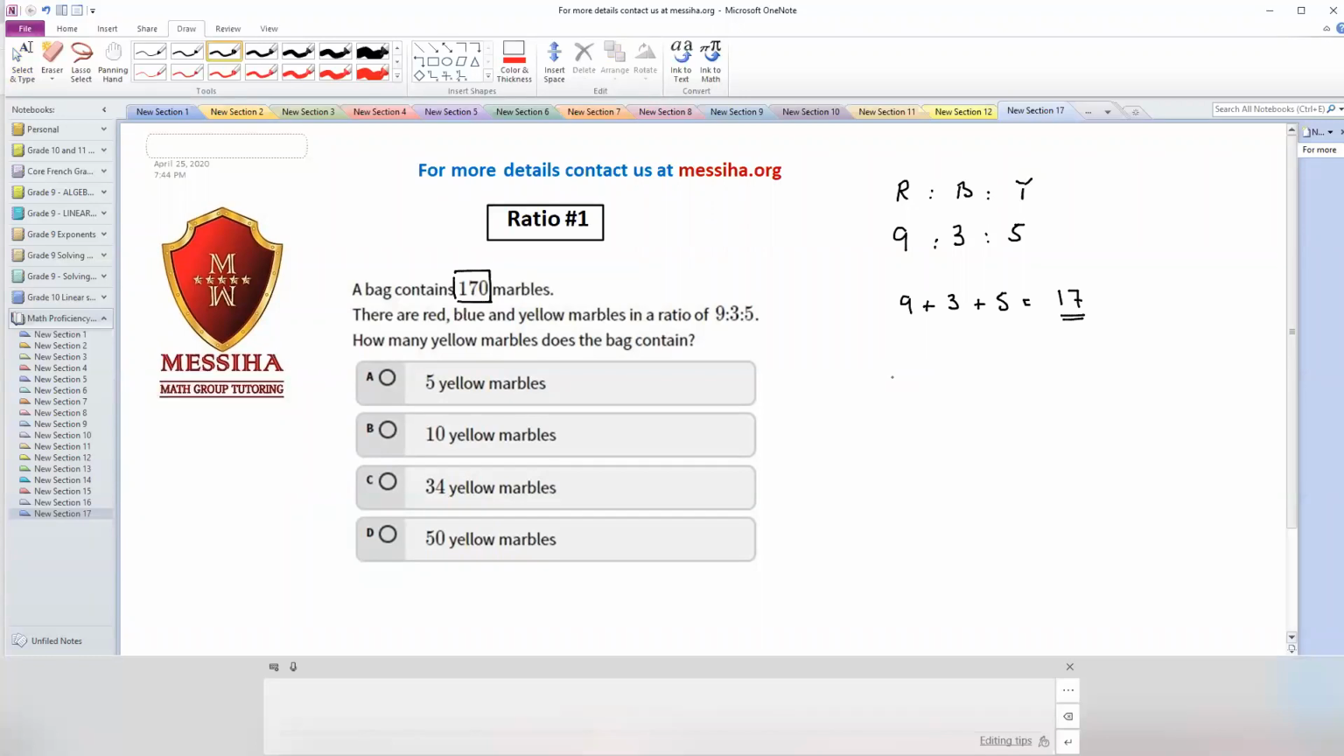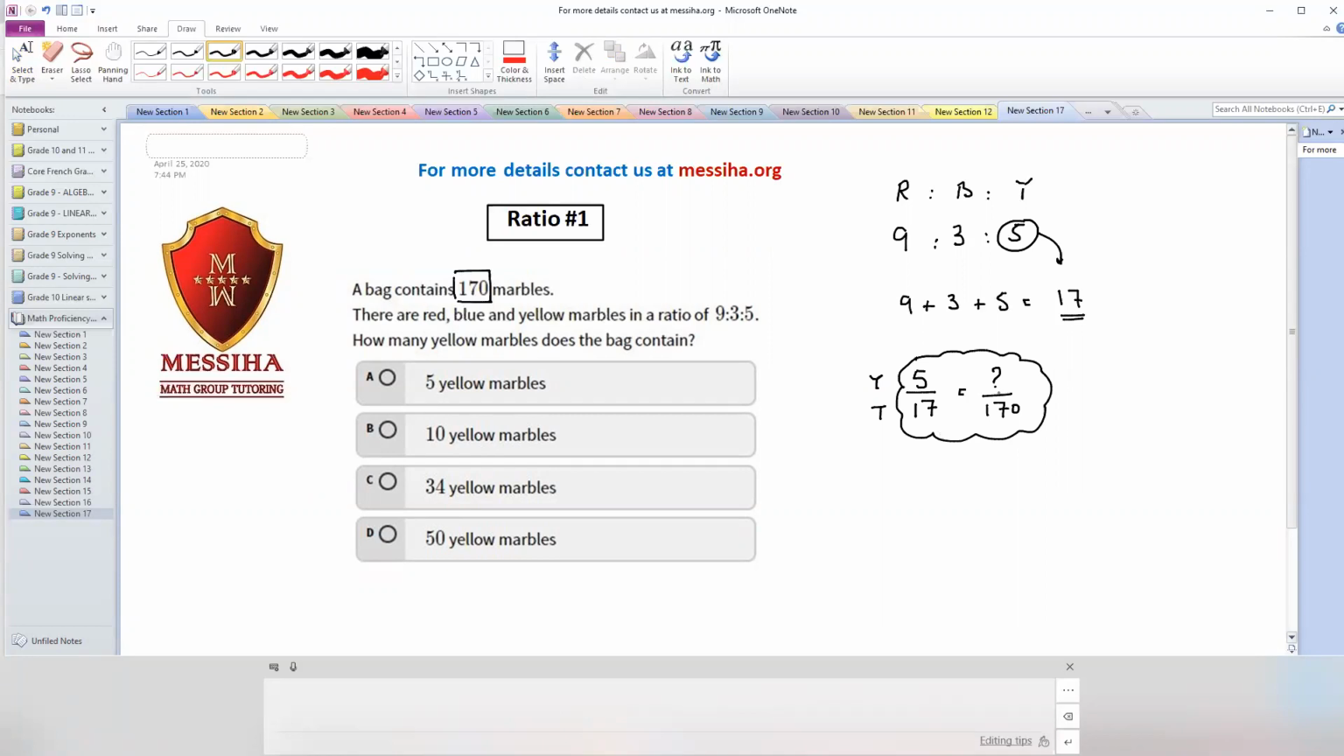If I have yellow, the yellow is 5. If I compare it to the total, it's going to be like 5 to 17. This is the yellow, and this is the total. If I search for the equivalent fraction to this one, in reality, I don't know, and this is actually the question, how many yellow marbles, but I know that the total is 170, and this is going to be my key to find really how many yellow marbles.